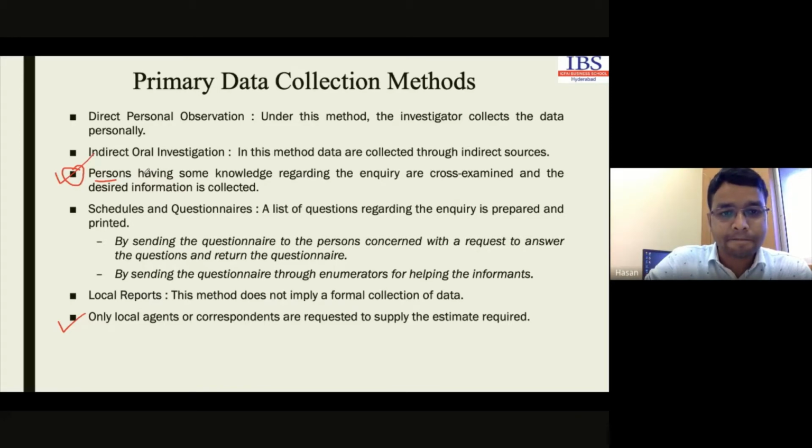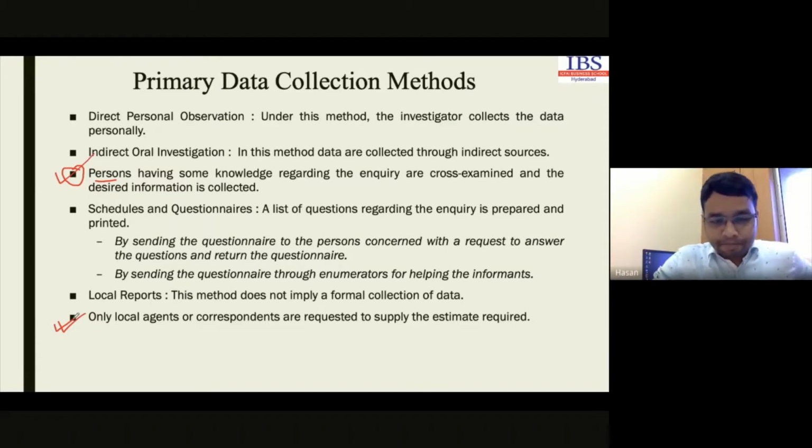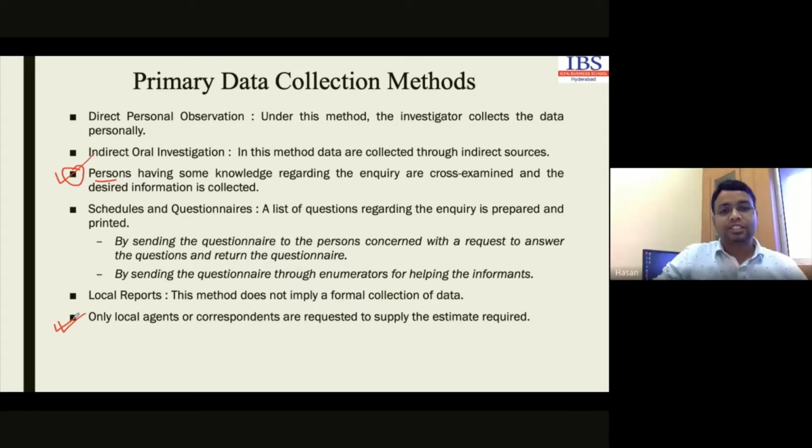Suppose you are performing the experiment and you have some knowledge regarding the particular field. You are just verifying the results. But sir, local agents are doing the job on behalf of you. Am I clear? Yes, sir. Very good.